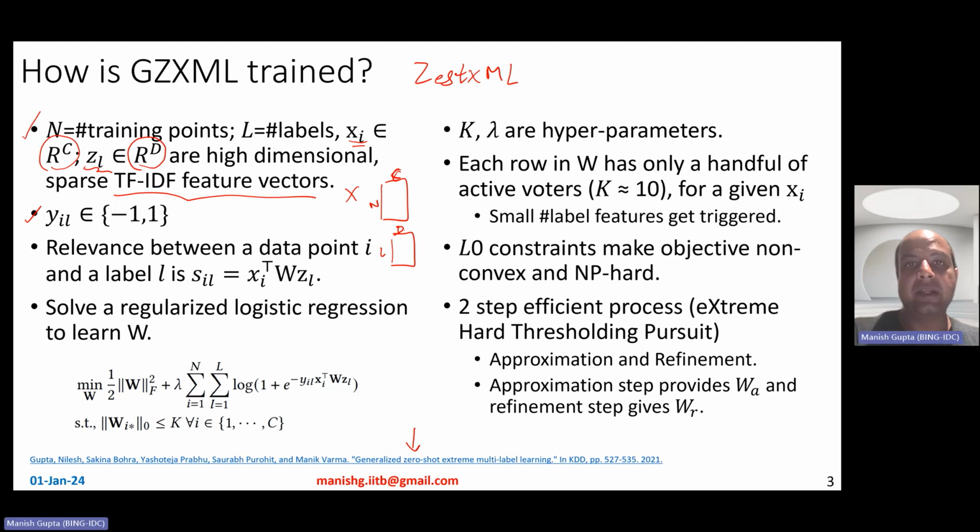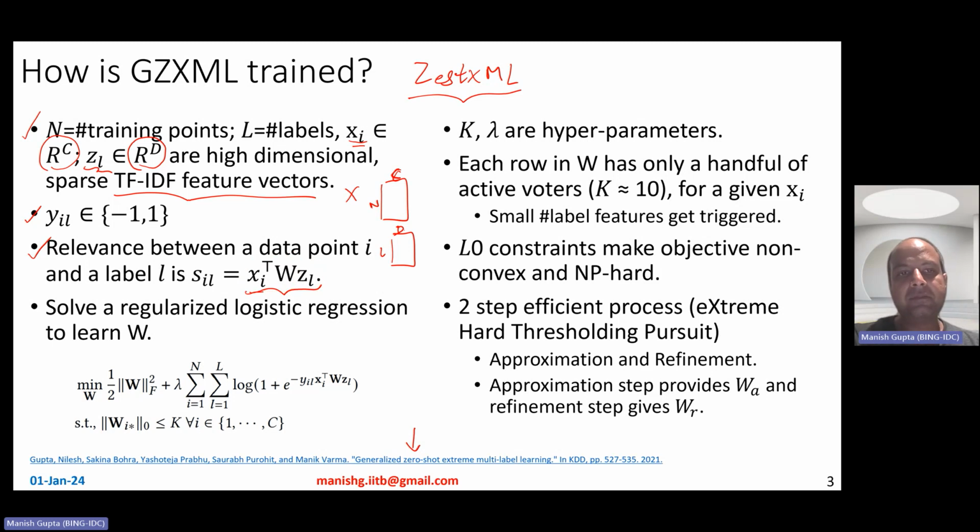Now, in ZestXML, the problem is attacked by considering relevance between a data point i and a label l. The score is defined as x_i transpose W z_l, and that's pretty reasonable. The way to understand this is as follows: you take the original data point x_i and multiply by W so as to map the data to the label space, and then you multiply. Multiplication typically stands for similarity or relevance, and therefore you multiply this x_i transpose W with z_l so as to identify how similar or how relevant the label l is to the data point x_i.